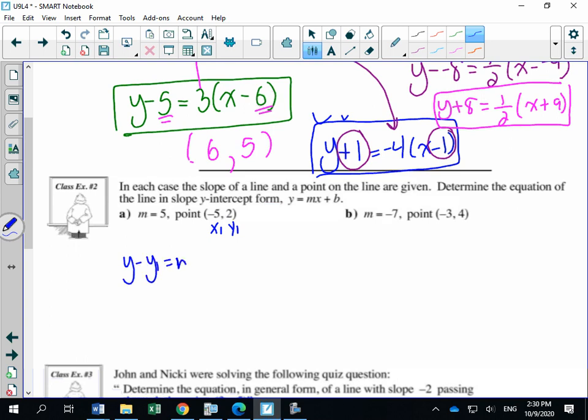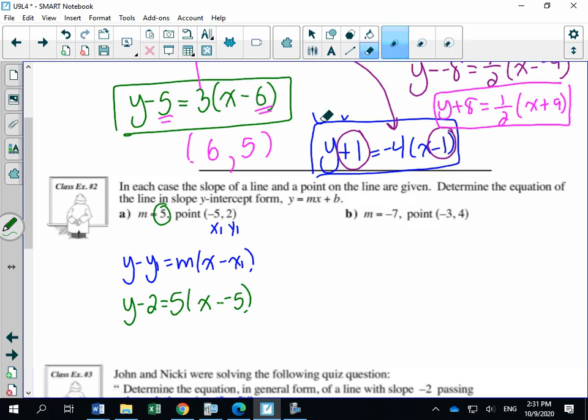Y minus y1 is equal to the slope, open bracket, x minus x1. So let's put in our m value, our x1, and our y1. So y minus 2 is equal to the slope. Slope is 5, open bracket, x minus -5. Okay, what I'm going to do is change this x minus -5 right here to x plus 5, because 2 negatives make a positive.